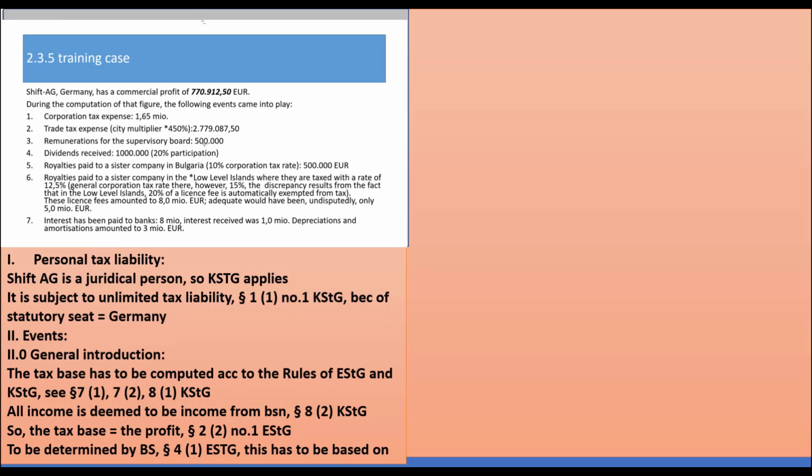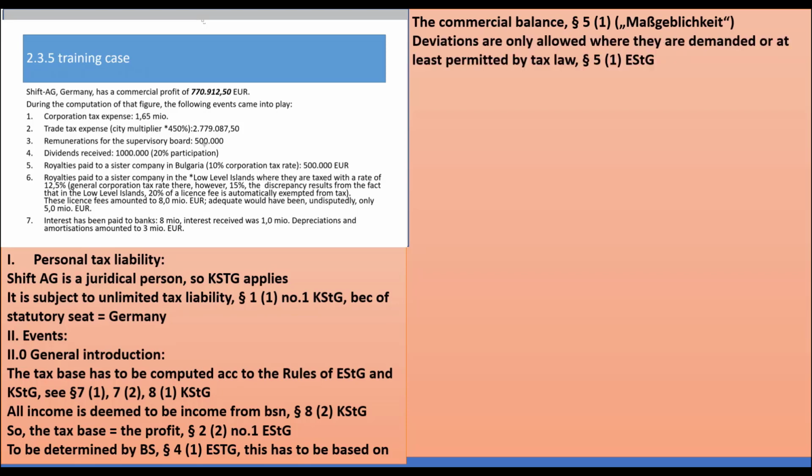So it's to be determined by balance sheet, see paragraph 4.1 EStG, and this tax balance sheet has to be based on the commercial balance sheet, paragraph 5.1 EStG. You perhaps remember the German technical term for that connection between commercial balance sheet and tax balance sheet was Maßgeblichkeit. It's rather difficult to translate that into English in a way which gives the right associations, or the right ideas, to put it simply. So I rather decided to just call it Maßgeblichkeit, and you know what is meant. Deviations from the commercial balance sheet are only allowed where they are either demanded or at least permitted by tax law. That's again 5.1 EStG, the rule of Maßgeblichkeit.